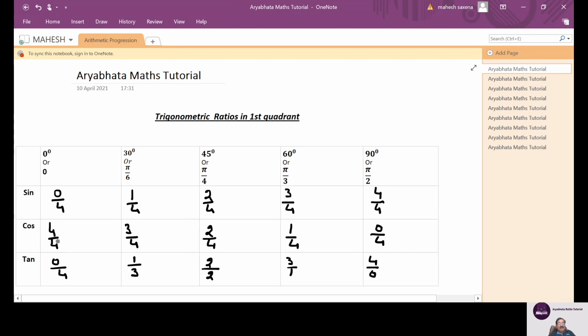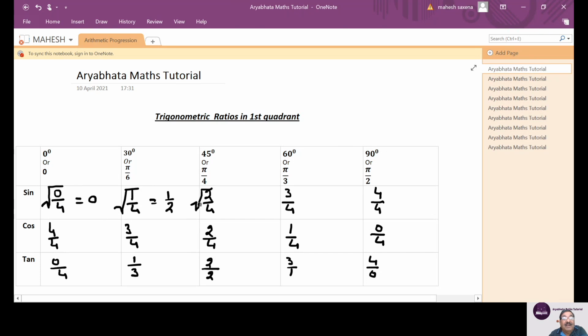Now, to find the trigonometric ratios of sine and cos, you take the under root of the digit which is written below the angles. That is, in case of sine, under root of 0 by 4 will be 0. Therefore, sine 0 degree is 0. In case of 30, under root of 1 by 4 is equal to 1 by 2. Therefore, sine 30 degree is 1 by 2.